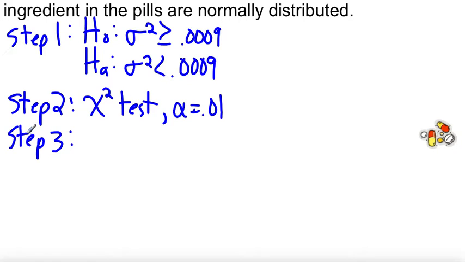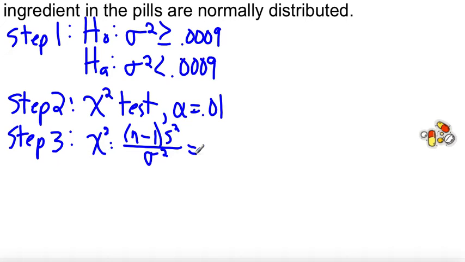We need to calculate our test statistic. This is where we're using that formula just further up on the page. Chi-squared is (n minus 1) s squared over sigma squared.